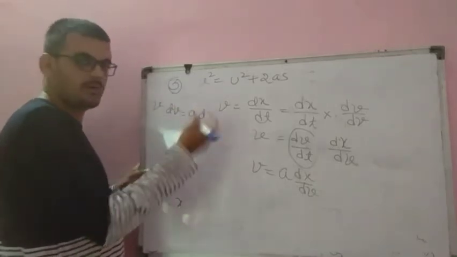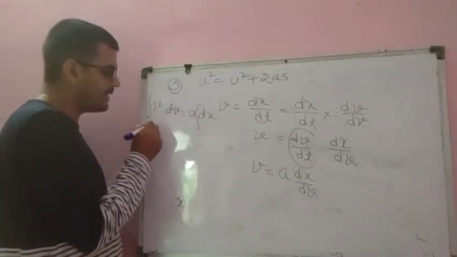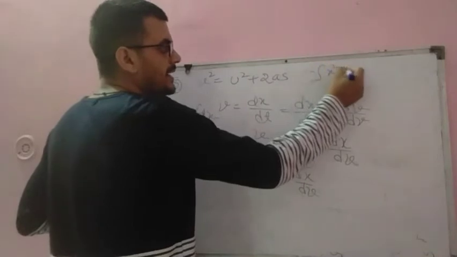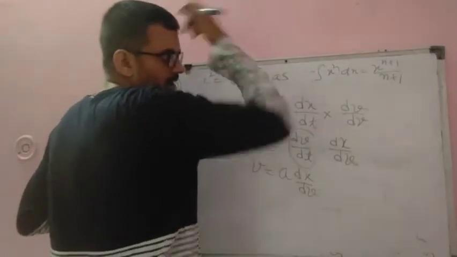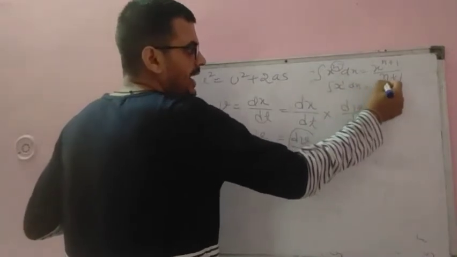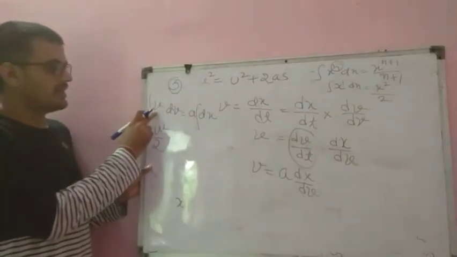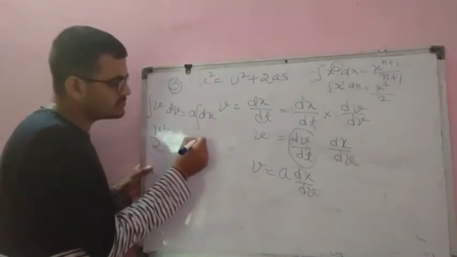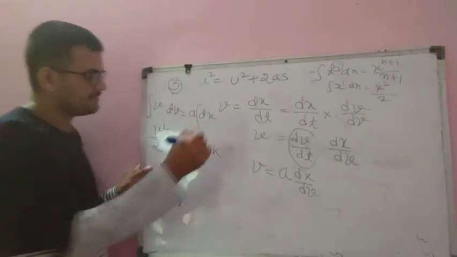Now what we will do? We will integrate it. a is constant, so the integration of v dv will be v square by 2. How? I have told you already, the integral of x power n dx equals x power n plus 1 upon n plus 1. Here the value of n is 1, so the integral of x power 1 dx equals x power 1 plus 1, that is x power 2 upon 2. So similarly v dv will also be v square by 2. a times the integration of dx will be x plus k.